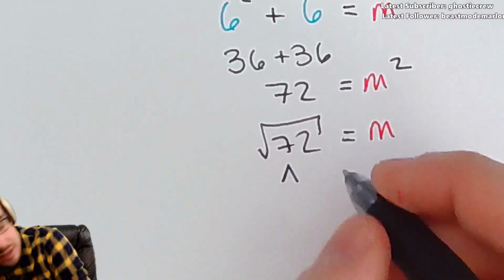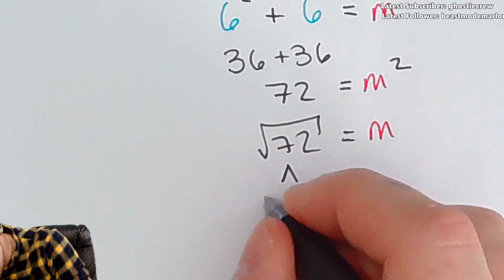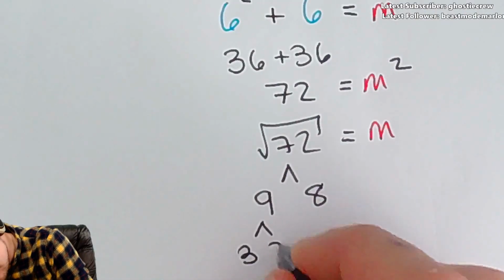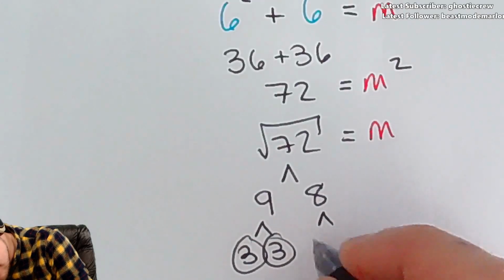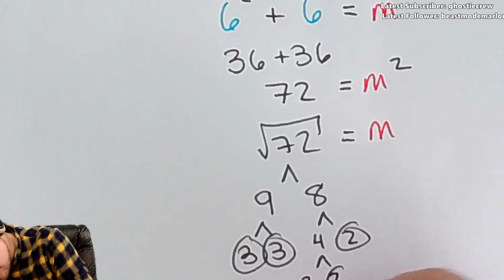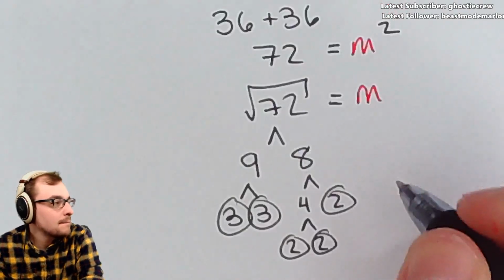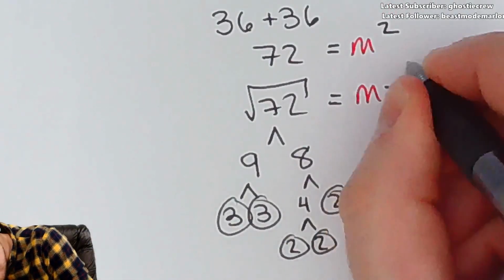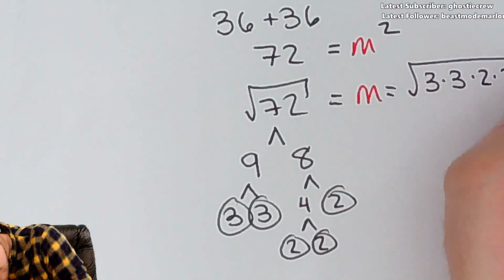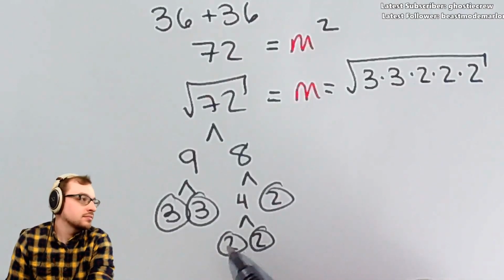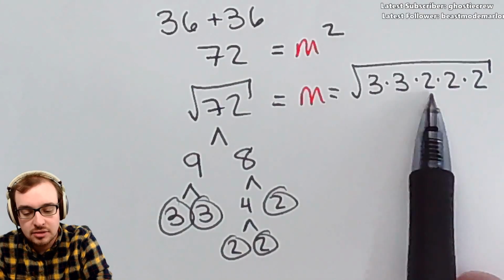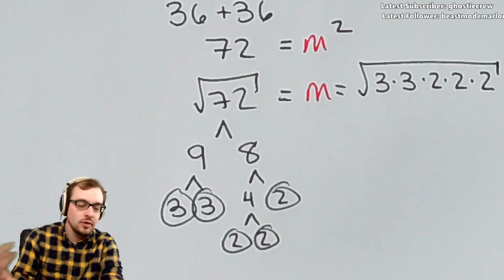72 I can break down into 9 times 8. And 9 is just 3 times 3. And 8 is going to be 4 times 2. And 4 breaks down to 2 times 2. So m is also known as 3 times 3 times 2 times 2 times 2. Right? 72 is 3 times 3 times 2 times 2 times 2. 3 times 3 is 9. 2 times 2 times 2 is 8. Right? It's another way to write it.